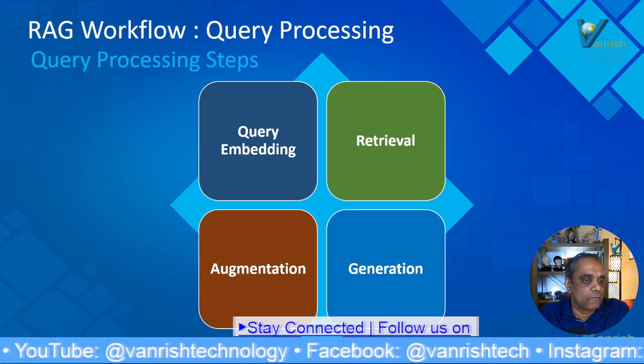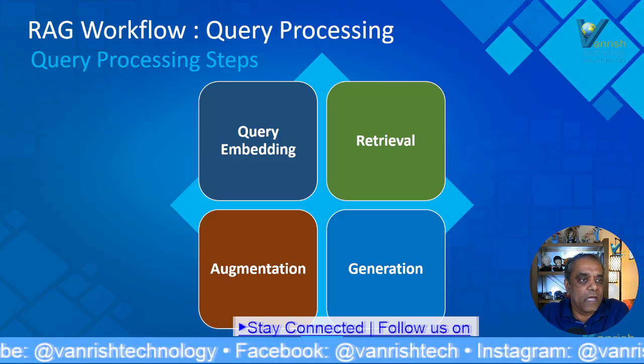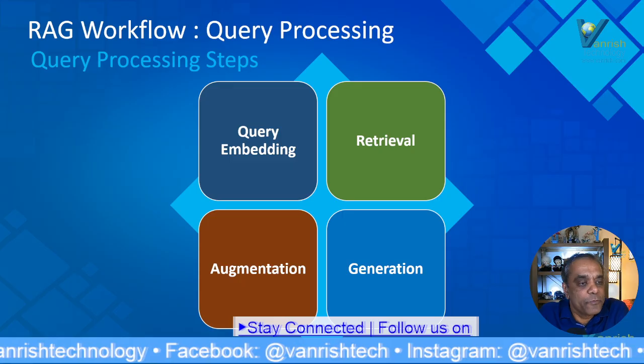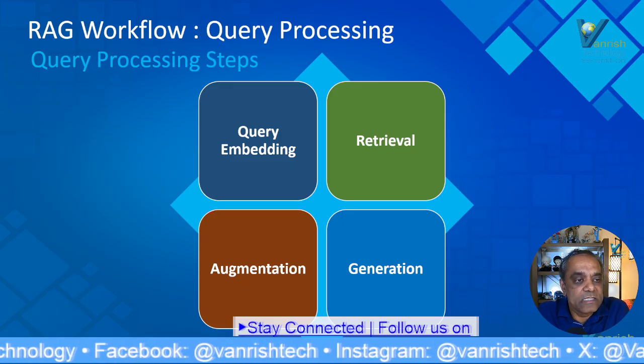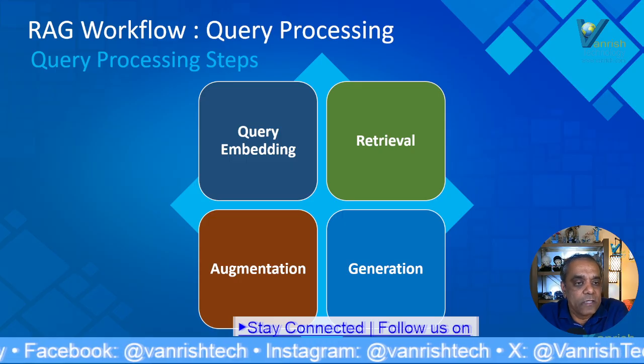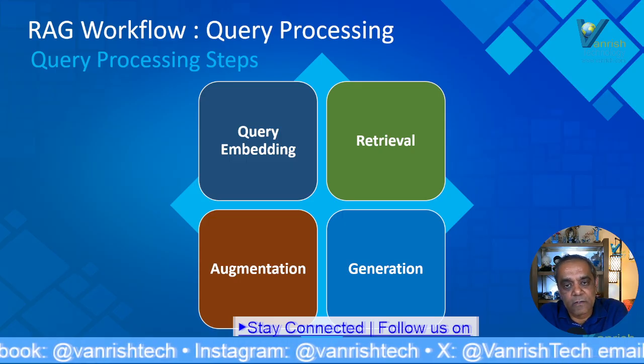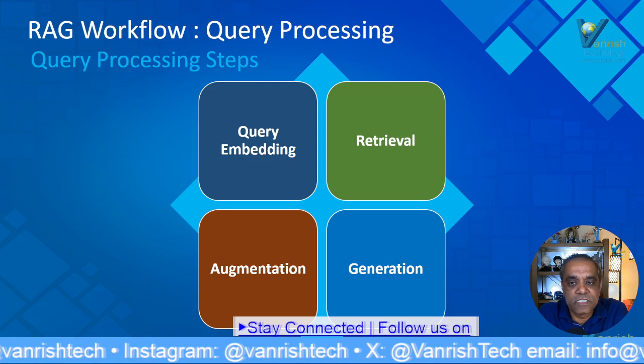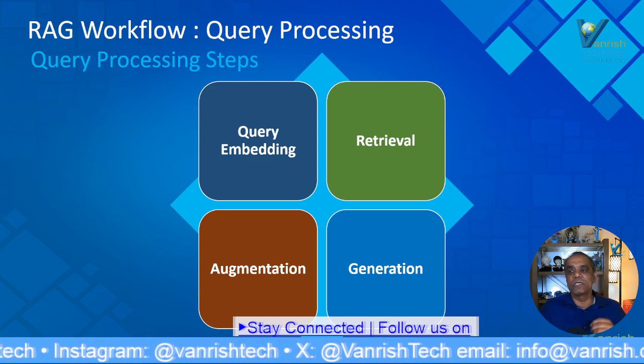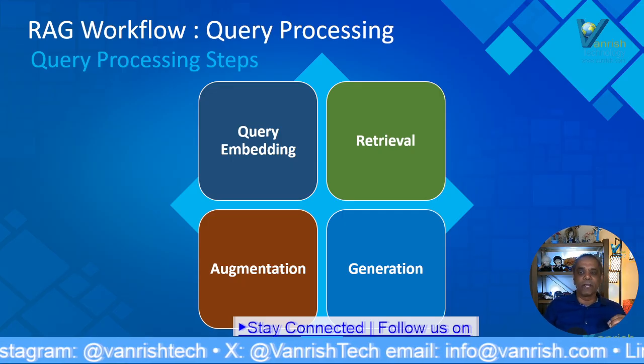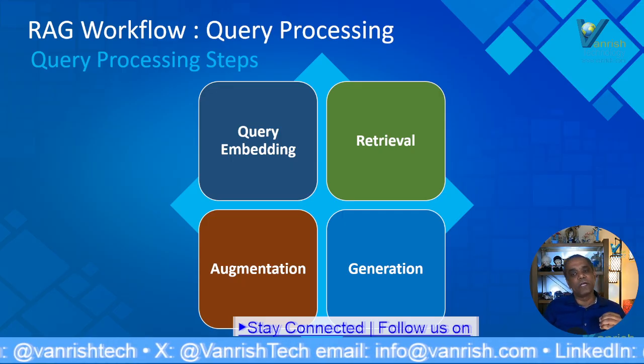Now the next part is query processing, how it works. These are the ways you can query your data through RAG. First is query embedding. The user query is also converted to a vector embedding using the same model used for the source data.